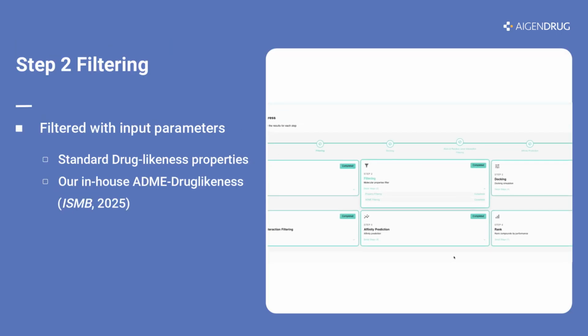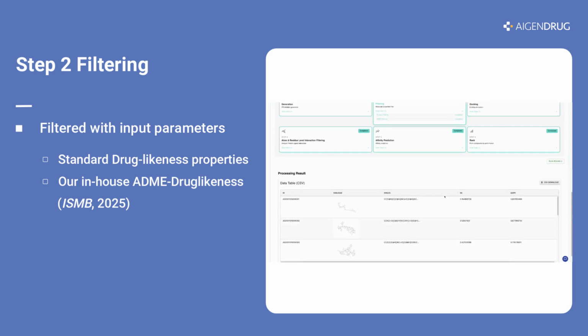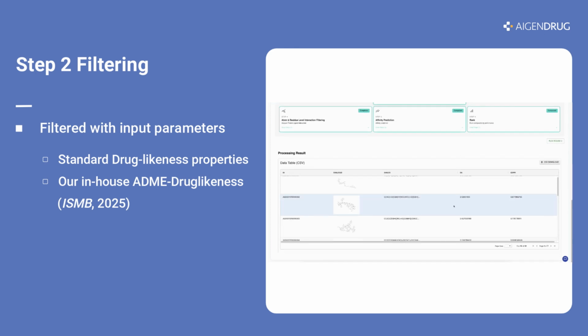The user can specify various molecular properties for filtering. Additionally, candidate molecules are evaluated in terms of the chemical space of approved drugs that are refined by DME assay data.